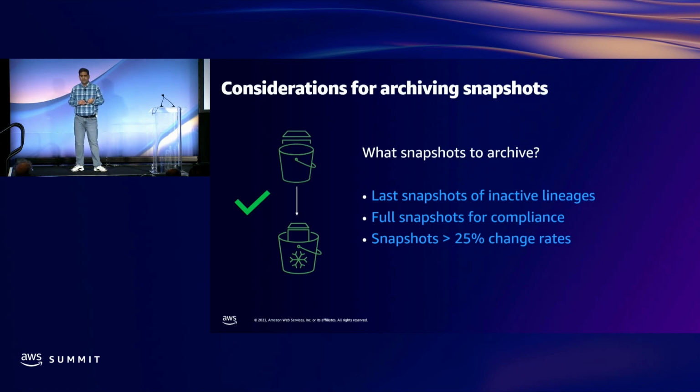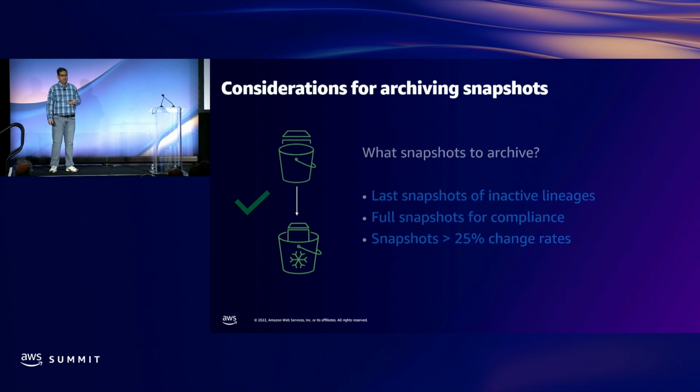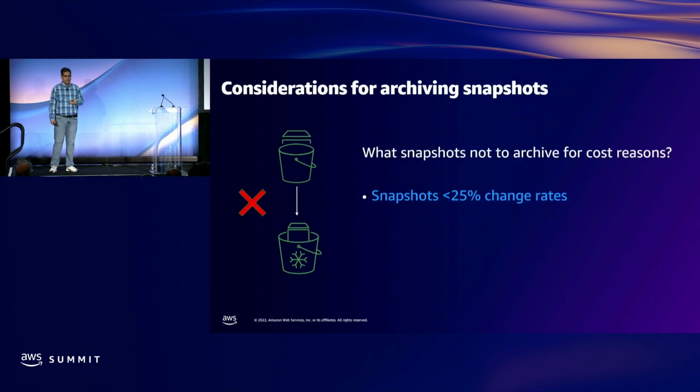Last snapshots of inactive lineages. So if you have a lineage of snapshots and you have the last snapshot remaining, that's a candidate to archive. If you have the need for full snapshots for compliance, that's a reason to archive. And then the third thing is if your snapshots have a change rate that is greater than 25%, then that's a reason to archive. Those are the 3 rules of thumb to go archive.